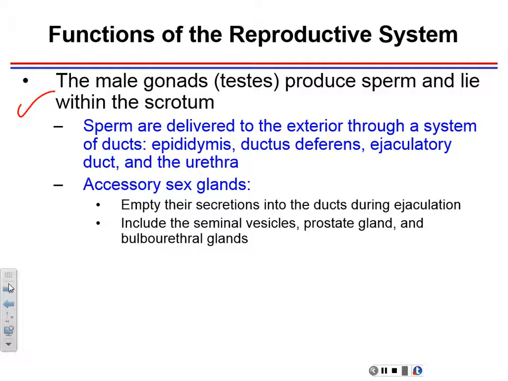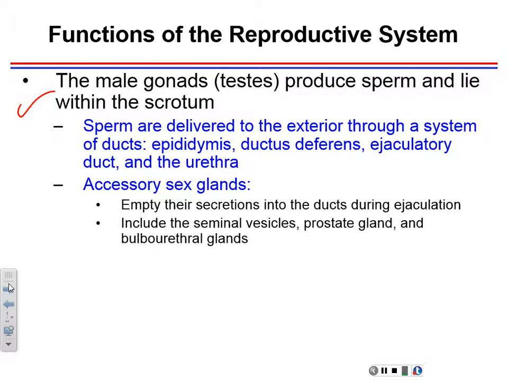Then it goes into the urethra, which has three sections: the prostatic urethra, which goes through the prostate, then the membranous urethra that goes through the floor of the pelvic cavity, and then of course the spongy urethra, so called because one of the erectile tissues through which the urethra goes is called the corpus spongiosum.